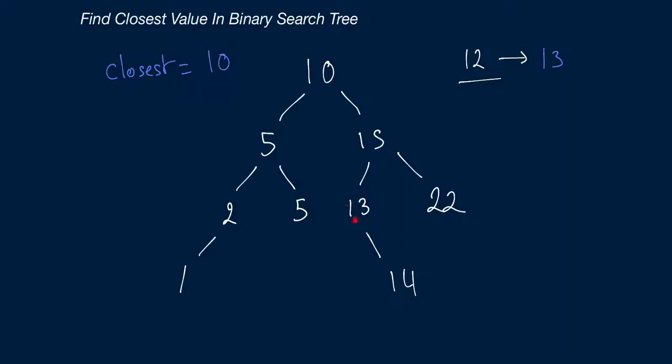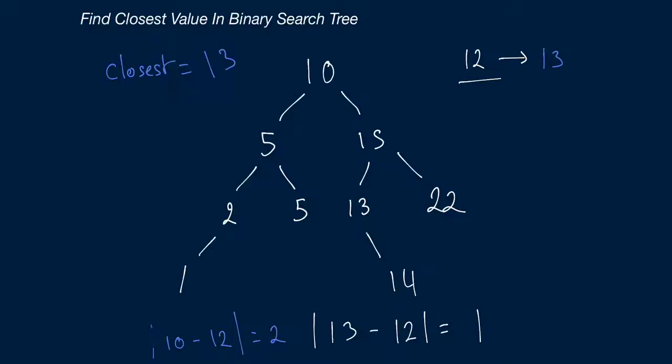So we go to the node with the value 13, and we compute the absolute value of 13 minus 12. That's going to be equal to 1. Then we compute the absolute value of 10 minus 12, which is the difference between our current closest value and our target value. That's going to be 2. And so here we notice that 1 is smaller than 2, so we can now update 10 with 13, because 13 is closer to 12 than 10 is to 12, based on these computations that we just did.